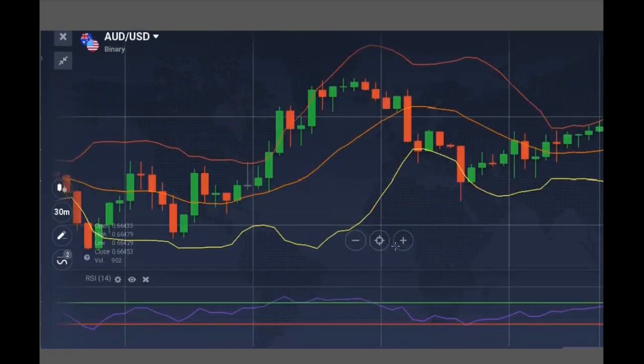So this is the AUD USD. You can see that the price moved up, then cut back, went back up.